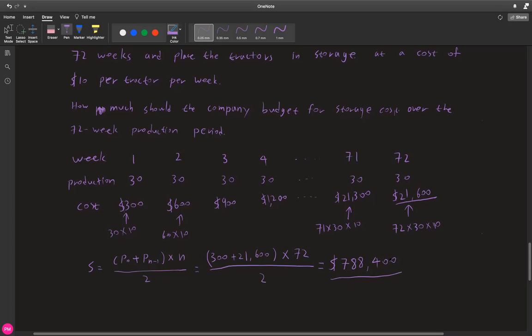So make sure you understand the whole problem, make sure you read the whole problem, and this is not the answer. This is the answer.